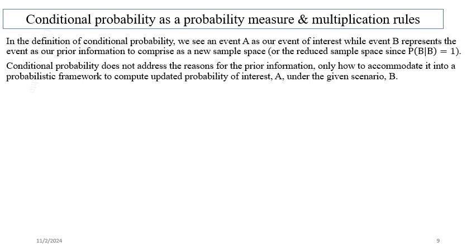Okay. So in that way, what is the probability of B given B? It is 1. B is given to you. That means you have seen all possible outcomes there in B. So the probability of B given B is always 1. What is the probability of a sample space? 1. So in the conditioning scenario, the probability of B is 1. So B is acting as our new sample space. It is not the true sample space, it is the new sample space. Okay. So conditional probability doesn't address the reason for the prior information, only how to accommodate it into the probability framework to compute an updated probability of an event A under the given scenario B.